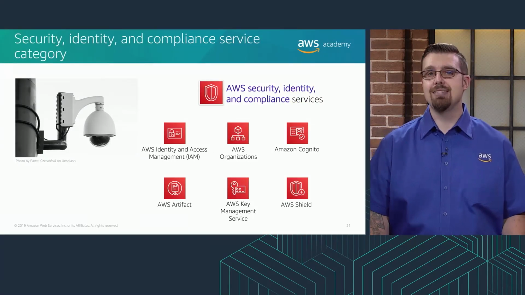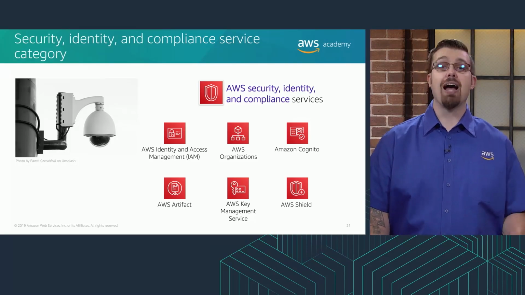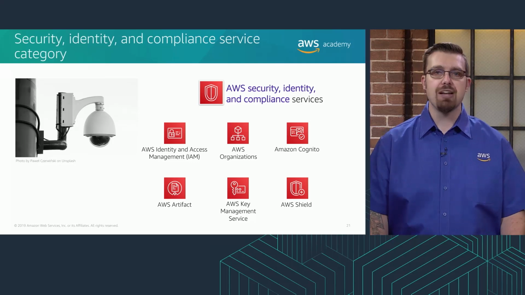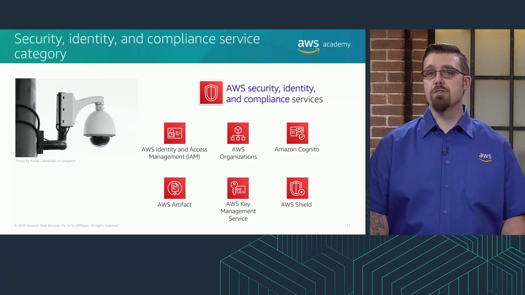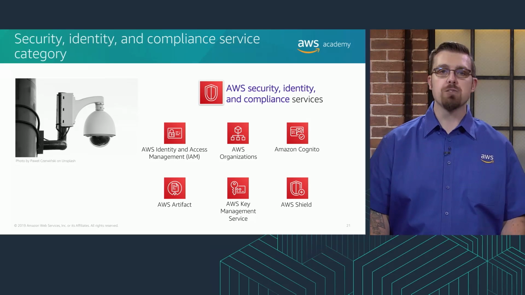AWS Security, Identity, and Compliance services include AWS Identity and Access Management, or IAM, which enables you to manage access to AWS services and resources securely. AWS Organizations allows you to restrict what services and actions are allowed in your accounts. Next, we have Amazon Cognito, which lets you add user authentication and access control to your web and mobile apps. The AWS Artifact service provides on-demand access to AWS security and compliance reports as well as select online agreements.